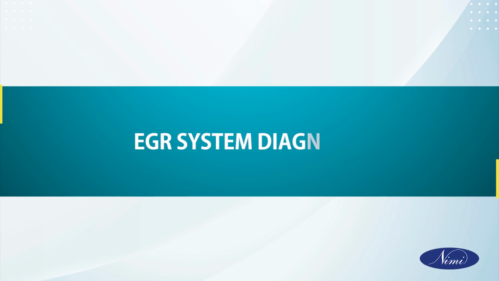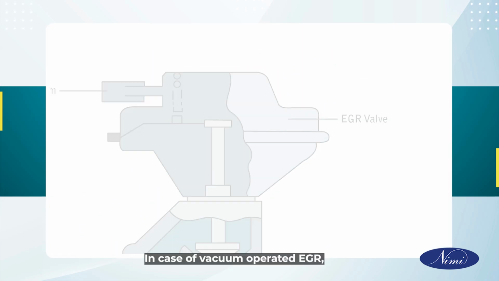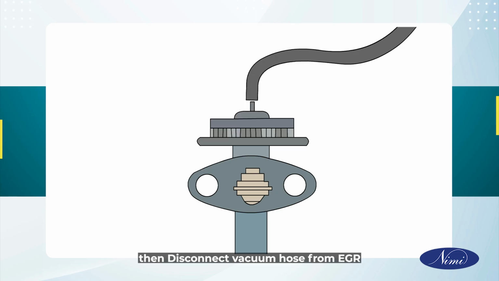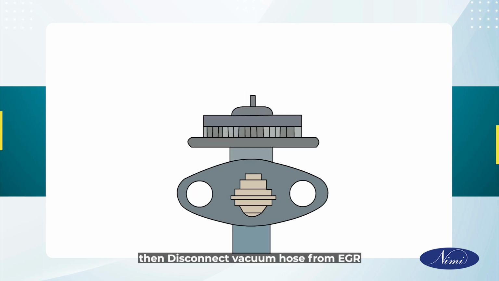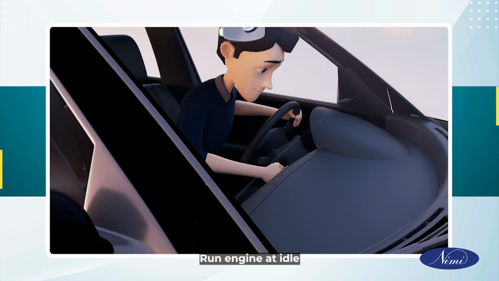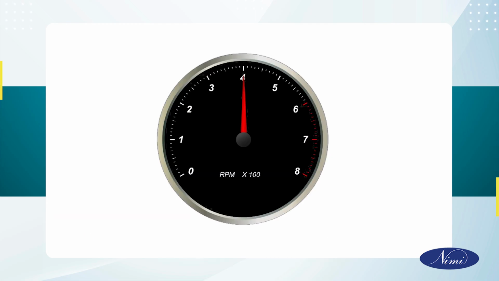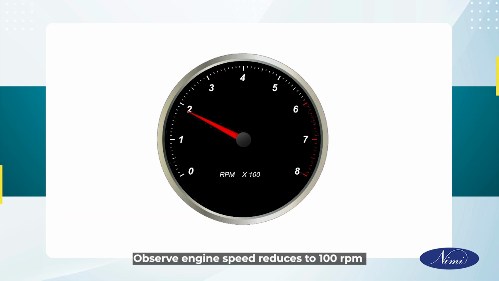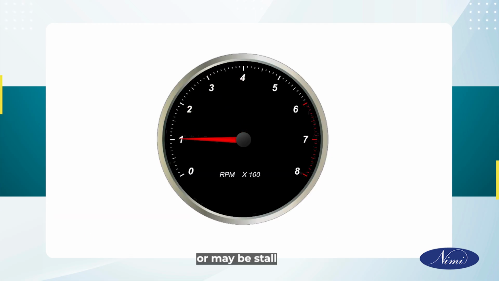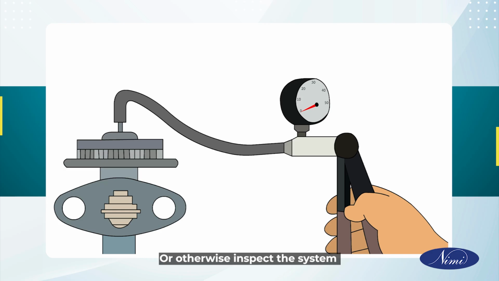EGR system diagnosis. In case of vacuum-operated EGR, disconnect the vacuum hose from the EGR. Connect a vacuum hand pump. Run the engine at idle. Apply 20 inches of Hg vacuum by the hand pump. Observe whether the engine speed reduces by 100 rpm or the engine may stall. Then the EGR is OK. Otherwise, inspect the system.